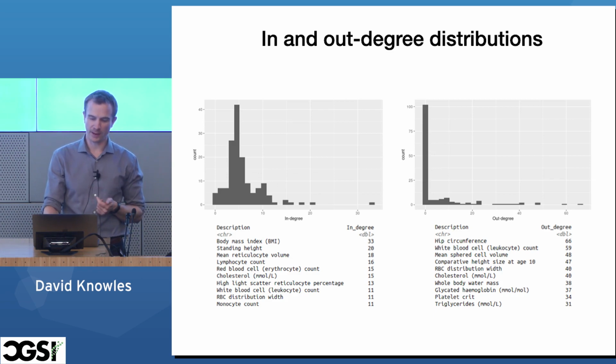We can also look at the in degree and out degree of different nodes. So the in degree would be saying for a given node, how many traits causally affect this node. So for example, you can see BMI has 33 different traits which appear to causally affect it. You can also look at the out degree. So for a given node, how many other traits does it seem to influence? And here you can see hip circumference having a very high out degree of 66, so 66 traits that it affects.